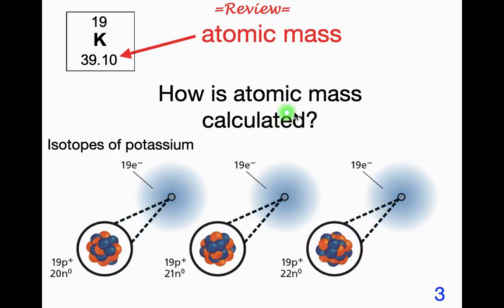So how is atomic mass calculated? So how do we get that 39.10 for potassium? Well, you might remember last time we looked at 3 different isotopes of potassium. The first here has 20 neutrons, then 21, then 22. So how do we get that number? Well, you might think that we just add the 3 together and divide by 3. Well, that doesn't take into account that some of the isotopes are much more abundant than others. So what we use is called a weighted average calculation.